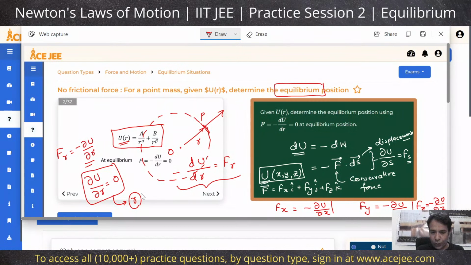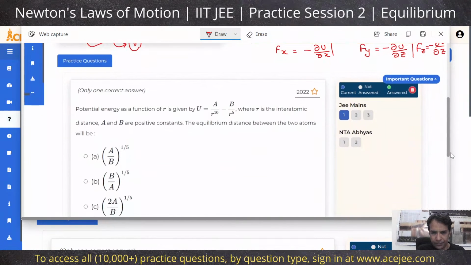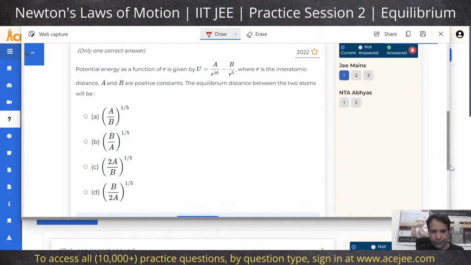So let's do one problem and that'll make a little bit more sense. Let's look at this scenario. It says potential energy as a function of r is given by A by r to the power 10 minus B by r to the power 5, where r is the interatomic distance, the distance between the centers of the two nuclei or atoms. A and B are positive constants. What is the equilibrium distance between the two atoms?